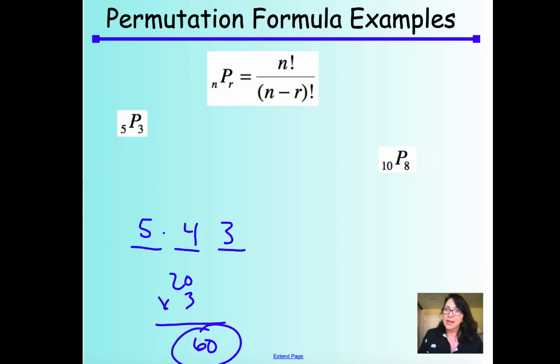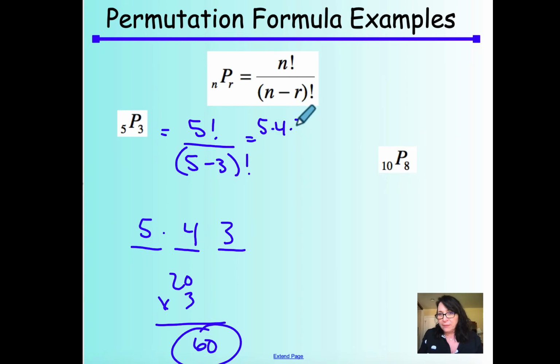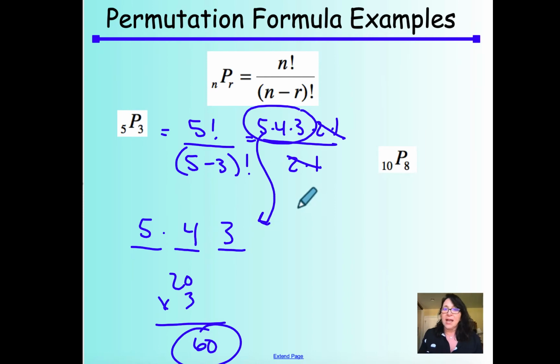So let's check. 5 permutations of 3 is the same thing as saying 5 factorial over (5 minus 3) factorial. So that's going to give me 5 times 4 times 3 times 2 times 1 over 5 minus 3, which is 2 factorial, so 2 times 1. The 2's are going to cancel. I'm left with 5 times 4 times 3, again, which is 60.